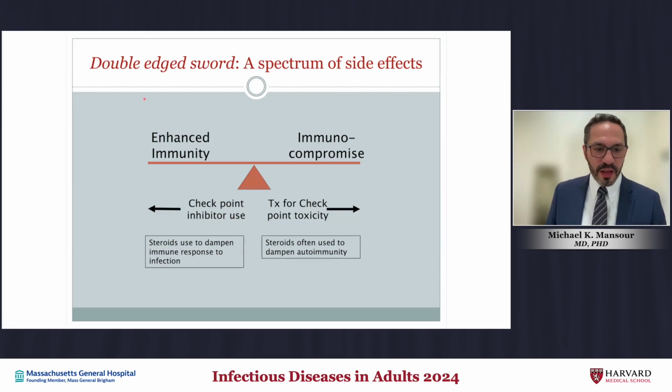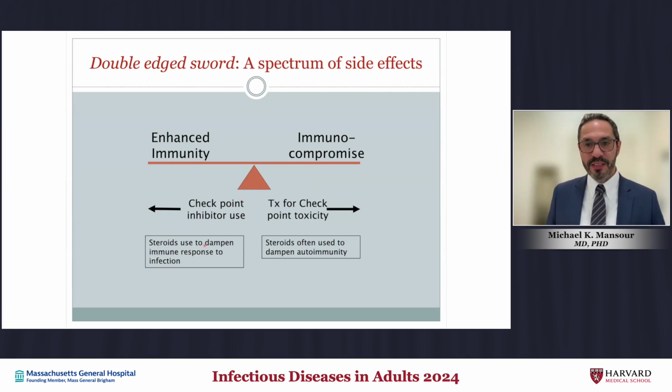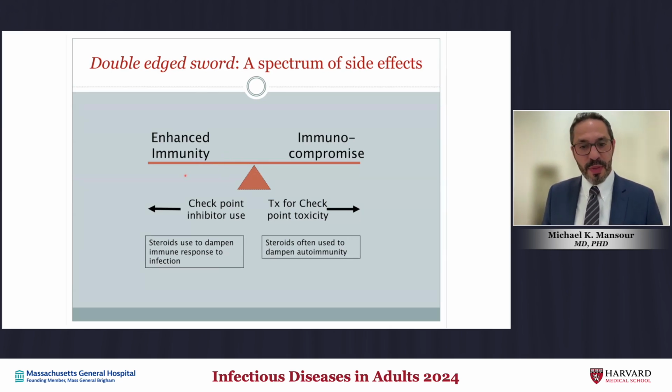And so while we've been talking about everything on the left side of this balance, where we want to use checkpoint inhibitors to enhance T cell responses, get better responses to tumors or even infectious diseases, you can really tip the scale to the point where you begin to see side effects that look like autoimmunity. And so often what we will need to do is then add steroids to these individuals to rebalance the scale and right the scale up a little bit so you can really reduce the impact of these side effects.